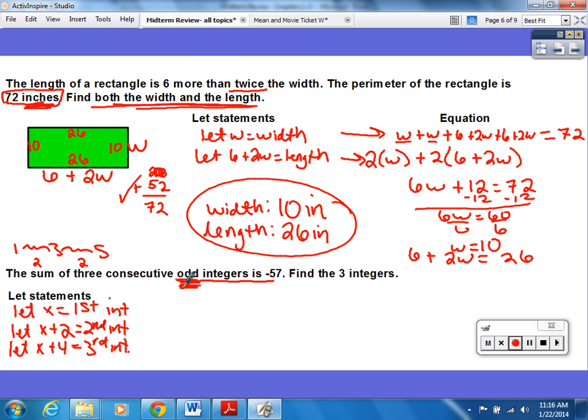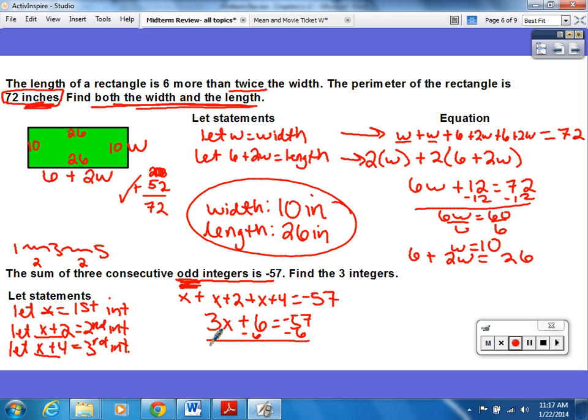From here, our equation is easy. We're going to add up these 3 expressions, or these 3 values, to equal negative 57. And so our equation looks like x plus x plus 2 plus x plus 4 is equal to negative 57. I've got 1, 2, 3 x's. And 2 plus 4 is 6 is equal to negative 57. We're going to solve now.